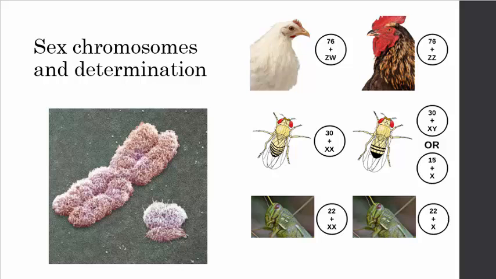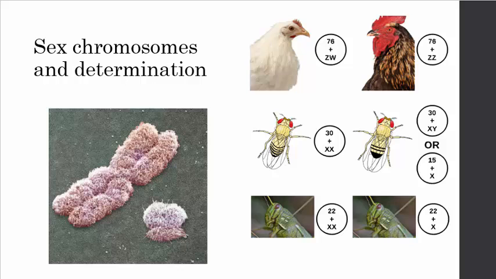Not every organism that you come across in biology has this XY setup. Over on the right, you can see a chicken compared to a rooster. They actually have something called a ZW and a ZZ conformation. Bees are in the middle. A female bee has 30 chromosomes and 2 X's, while a male bee might have 30 chromosomes and XY, or they might just have 15 chromosomes and a single X. So their sex determination can be quite different.